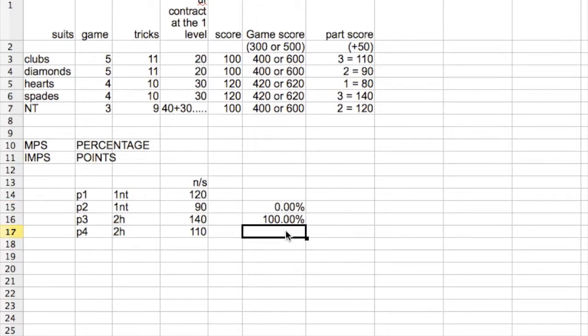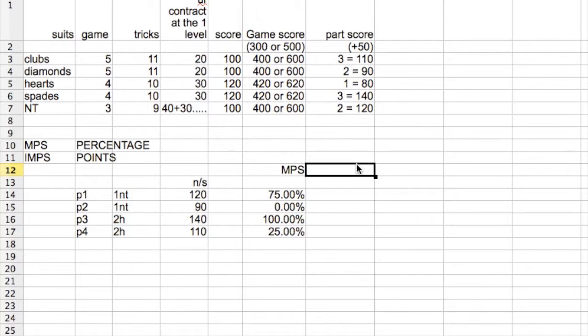Yes. Who was then the second highest? Second highest was pair 1. Alright? And second highest would get 75%, and pair 4 gets 25% as being the third highest. Do you see that? Do you see the percentages of how they work? That's MPs. Alright? So MPs.